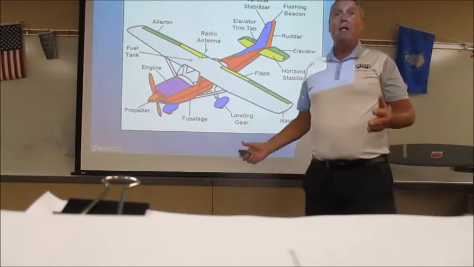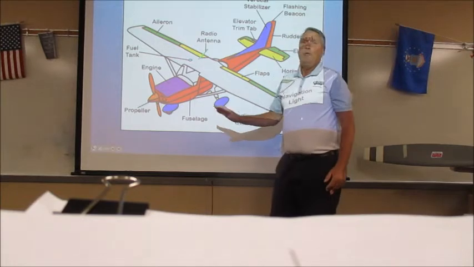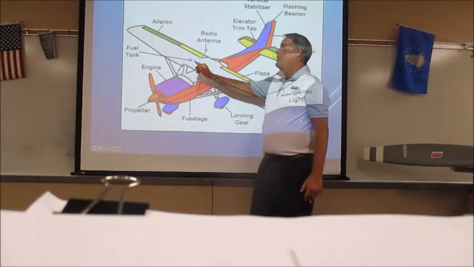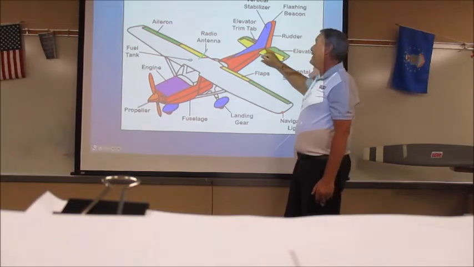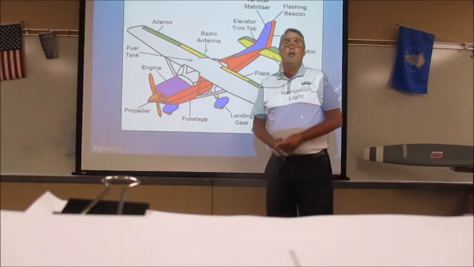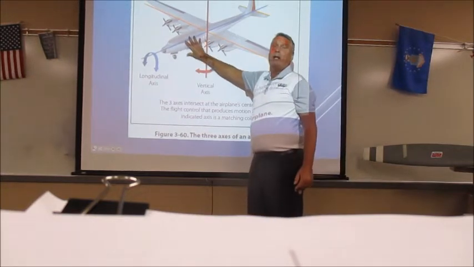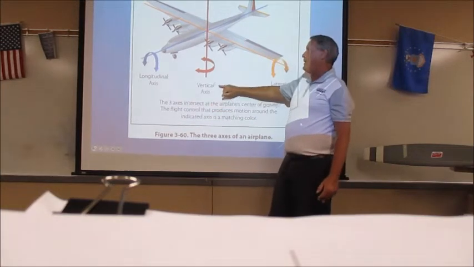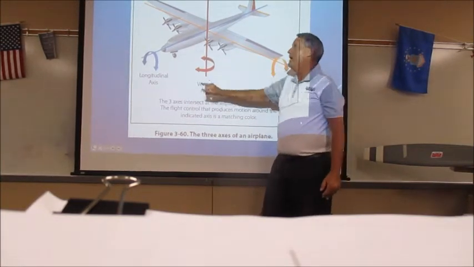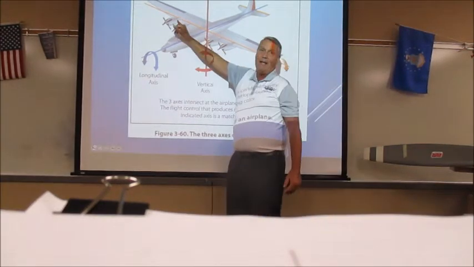Today I am going to be talking about aircraft flight controls, specifically primary and secondary flight controls. So here's a typical little airplane with its flight controls. We've got the primary flight controls: the ailerons, the elevator, and the rudder. Those are the flight controls that control my aircraft through my three flight axes: my vertical axis, my longitudinal axis, and my lateral axis.